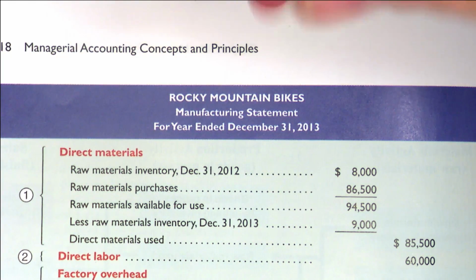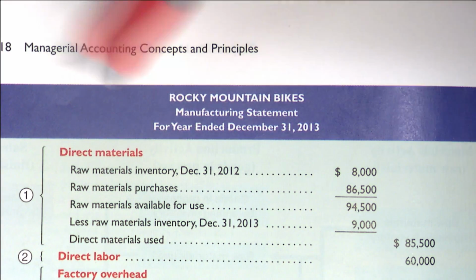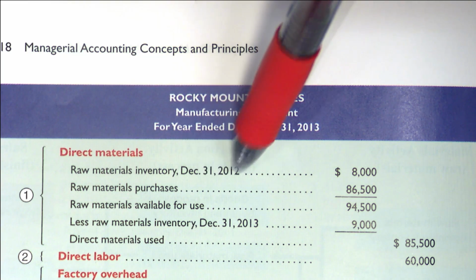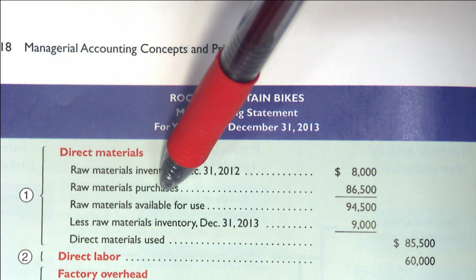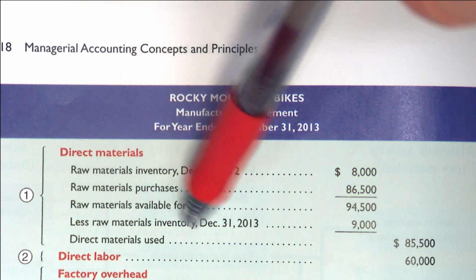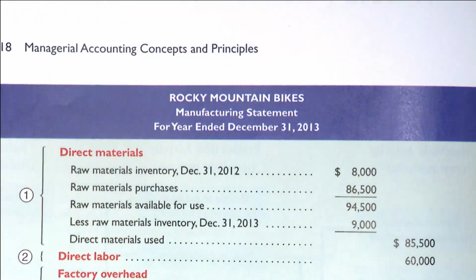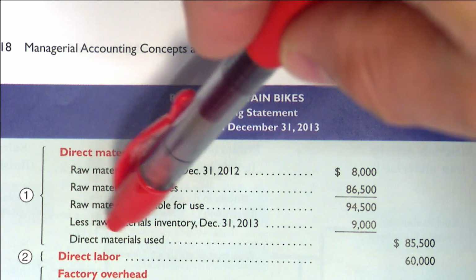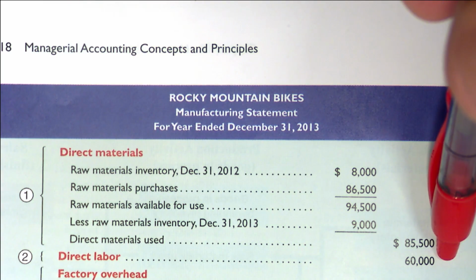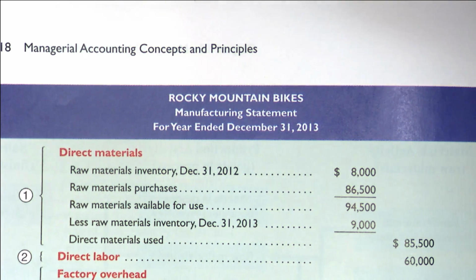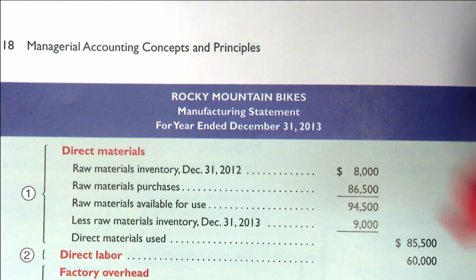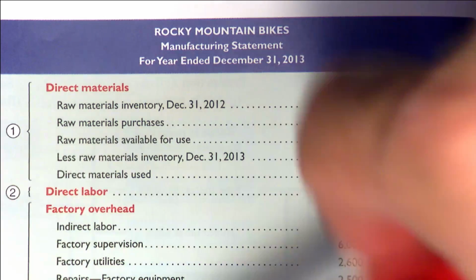Now, we're assuming in this that all raw materials are direct materials, and all direct materials are raw materials. Well, we take the beginning inventory of raw materials, plus our purchases of raw materials, and that gives us our raw materials available. Then we subtract out our ending inventory of raw materials, and we get direct materials used. In this case, that is 85.5, okay? You see how we did that? The next step, that was step 1. What's step 2? Step 2 is easy.